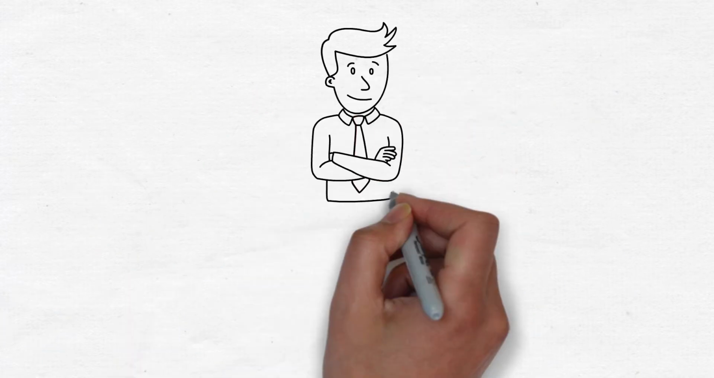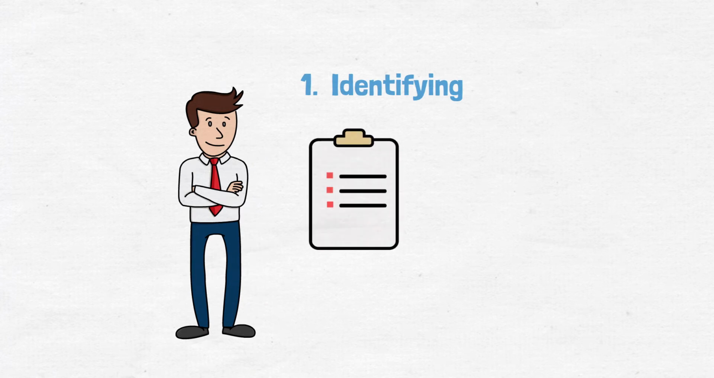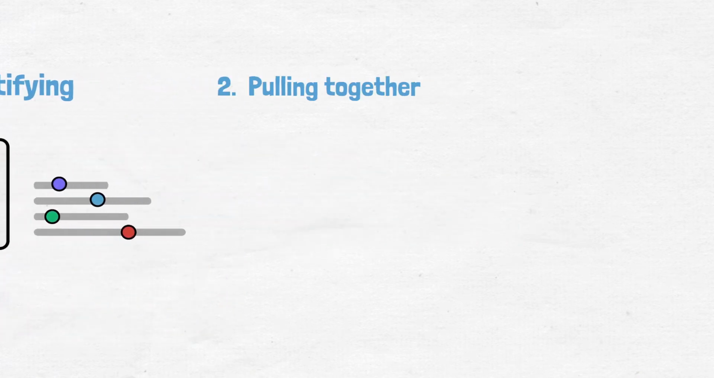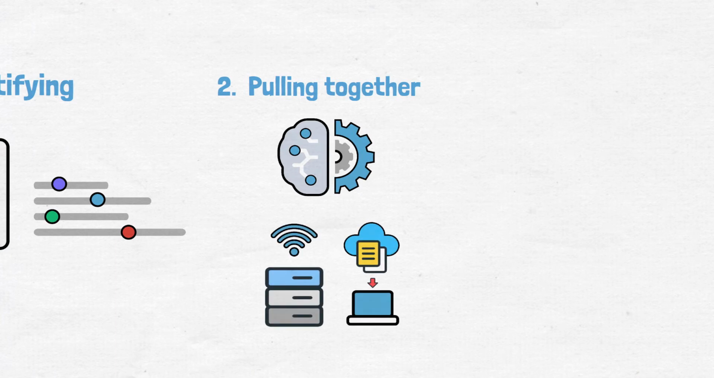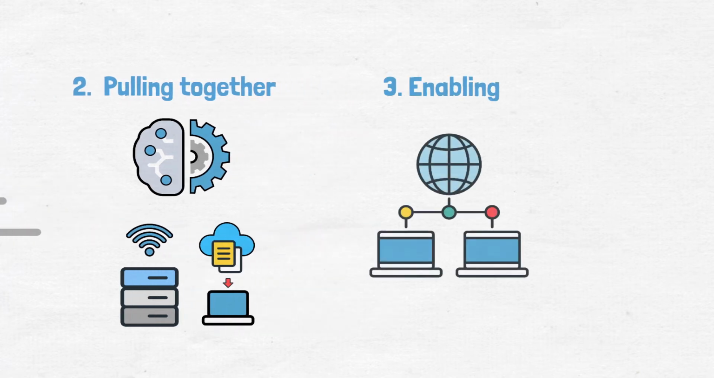So how do you get the most out of your DataOps solution? First, by carefully identifying business objectives and implementation timelines. Second, by pulling together a stakeholder ecosystem. This ecosystem might include multiple data providers, a data analytics service, AI and machine learning tool vendors, and more. And third, by enabling cross-locational collaboration.